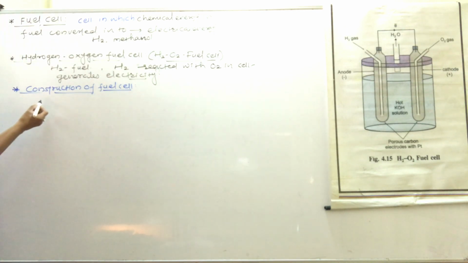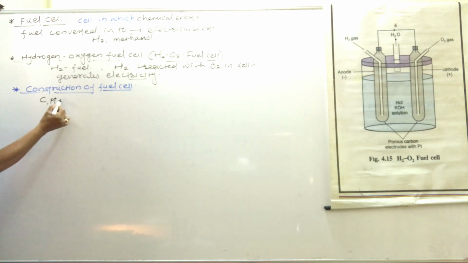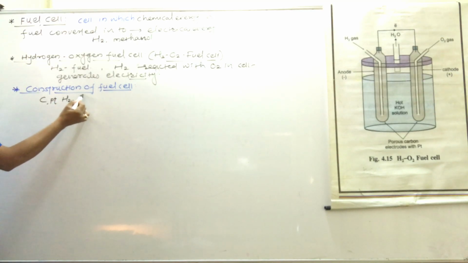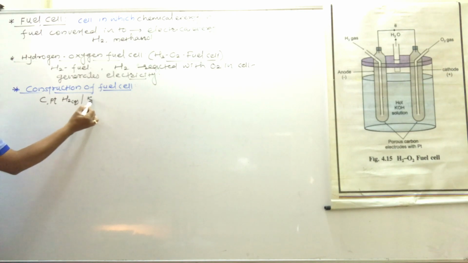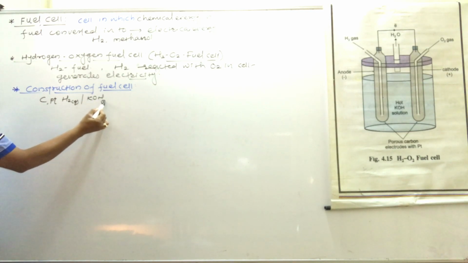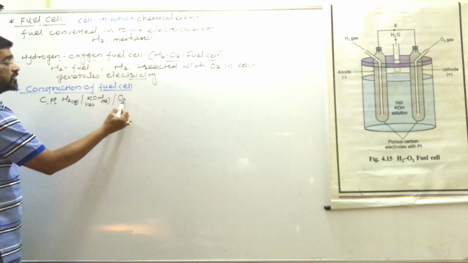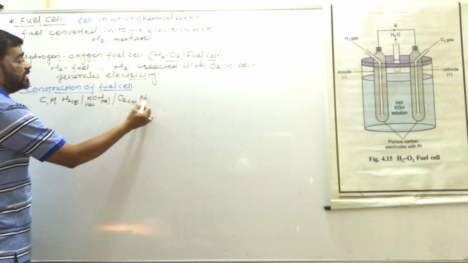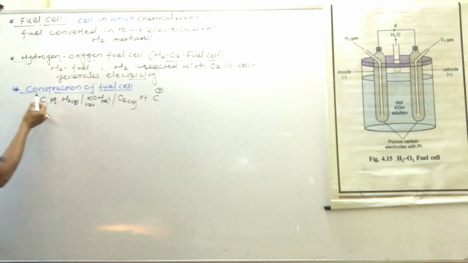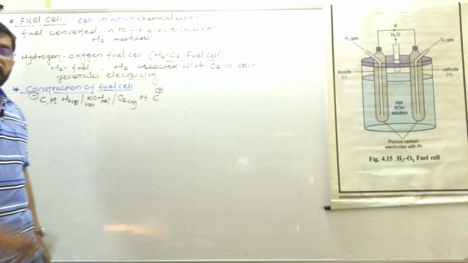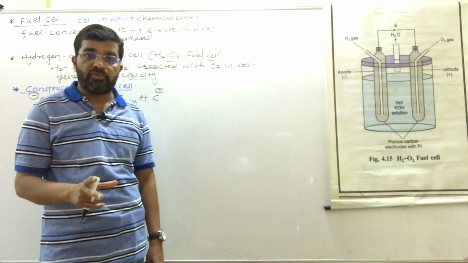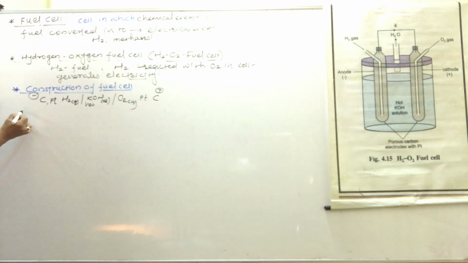The cell is represented in this way: the carbon rod with platinum incorporated in it, where hydrogen gas is bubbled at this electrode, directly placed in an aqueous hot solution of KOH, and here the oxygen gas at the platinum and carbon cathode. This is the carbon anode. In this way the cell is represented. Okay.